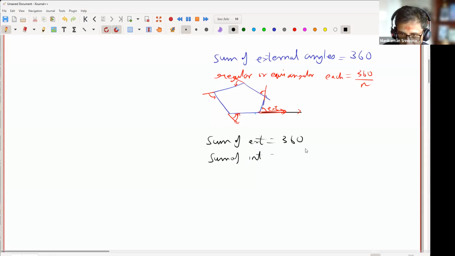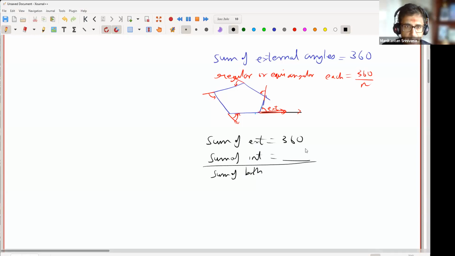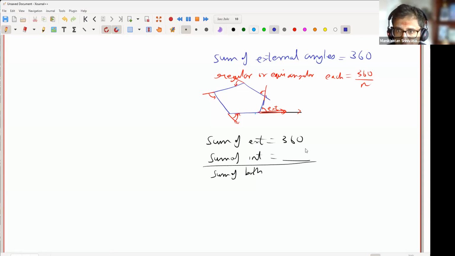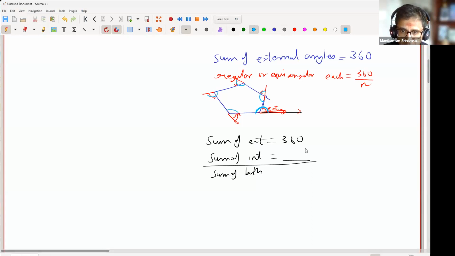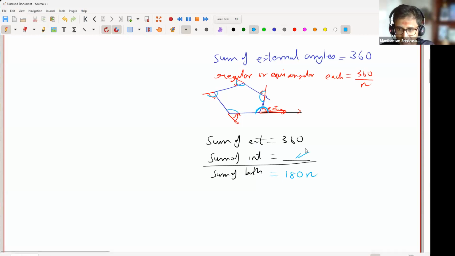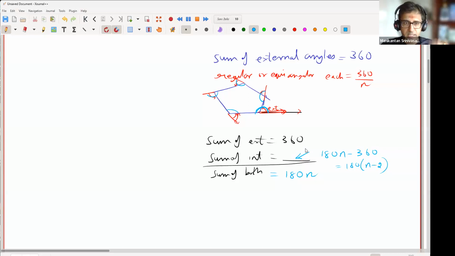How? Let's say we didn't know it's 180 times (n minus 2). Now, what is the sum of both external and internal angle? At each vertex, the internal angle and external angle add up to 180. Here it's 180, here it's 180, here it's 180, and so on. And there are n such vertices, right? So the sum of both is 180 times n. And therefore the sum of internal angles has to be the difference, which is 180n minus 360, which is back to 180 times (n minus 2). Does it make sense? Another way to arrive at the sum of internal angles being 180 times (n minus 2).